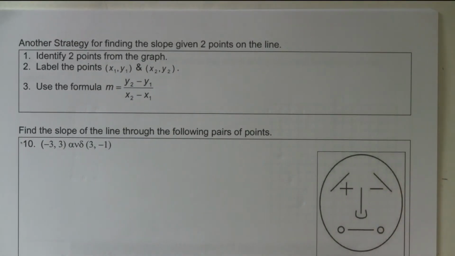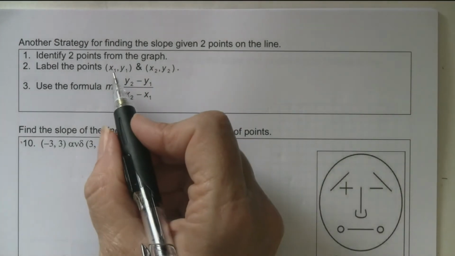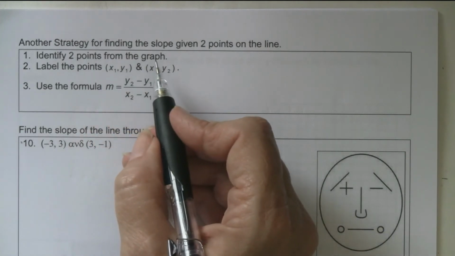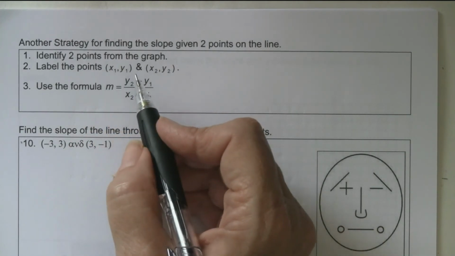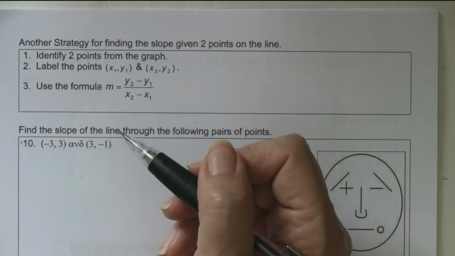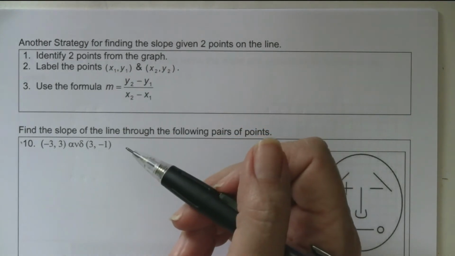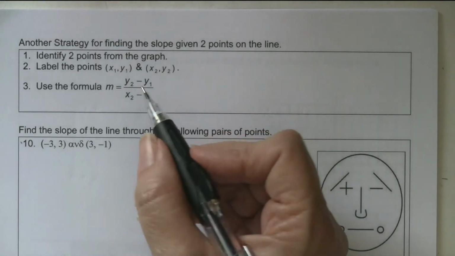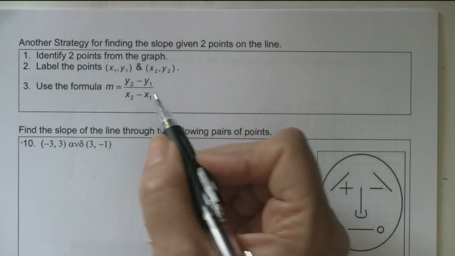So another strategy for finding the slope, if it is given 2 points on the line, you can use the slope formula. And so the first thing that you do is you label your 2 points. So you identify the 2 points from the graph if they're on the graph or if they've given them to you. And then you label them x1, y1, x2, y2. Doesn't matter which one is point 1 and which one's point 2. You get the same answer. It all comes out in the wash. And then you do this formula.